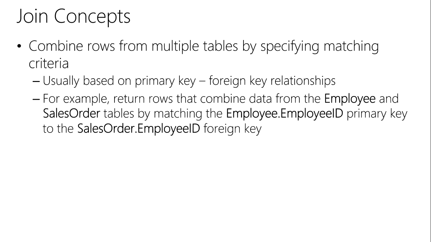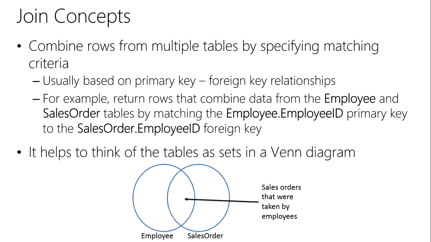Now, it can be useful when you are thinking about sets of data. Remember, right at the beginning we said that a lot of the things we'll do in Transact-SQL is based on set-based theory or set theory in mathematics. It's useful, especially when you're thinking about joins, to think of things in terms of Venn diagrams, collections of things. So in this case, we have a collection of employees and we have a collection of sales orders. And where those two sets overlap, where they intersect, we've got the sales orders that were taken by employees.